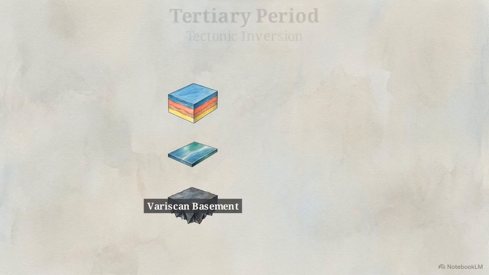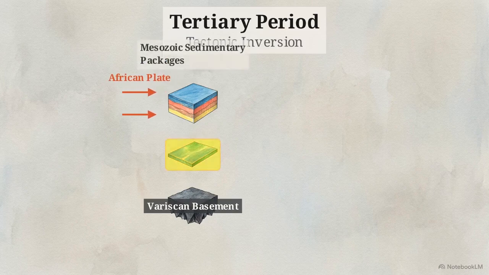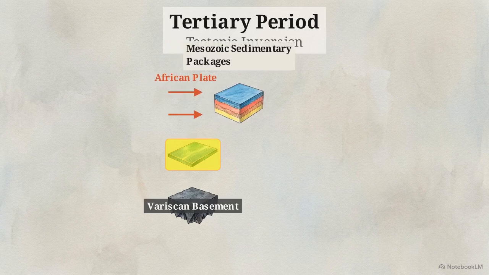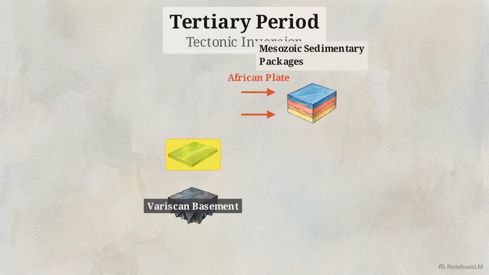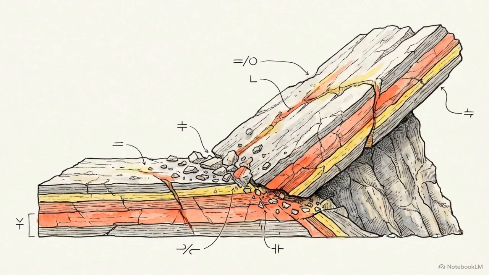Transitioning to the Tertiary period, the tectonic regime inverted. The African plate drove northward, applying massive compressive stress. This forced the Mesozoic sedimentary packages to completely detach from the Variscan basement. The cause was the plastic Triassic clays, acting as a regional slip plane. In a sequential overthrust, the internal sub-Betic was forced up and over the external sub-Betic.